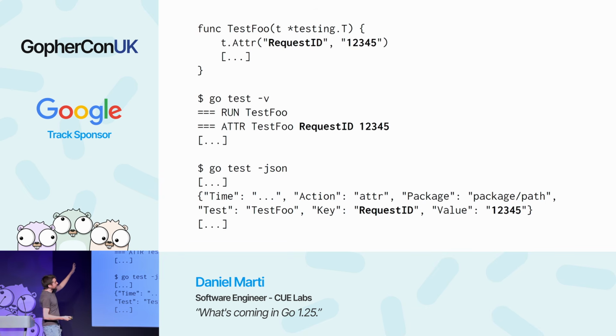And here's one example. Suppose that you're testing a feature and you want to say, this is interacting with a remote service, so I want to record what request ID I'm using in this test, because later if something fails or goes wrong, I can always connect that to the server side. So what you can do now is set that as an attribute. When you run go test, you will see that line in plain text. But most importantly, with JSON, this is not just plain text that you have to parse. With JSON, this shows up as a separate JSON object that you can easily understand.